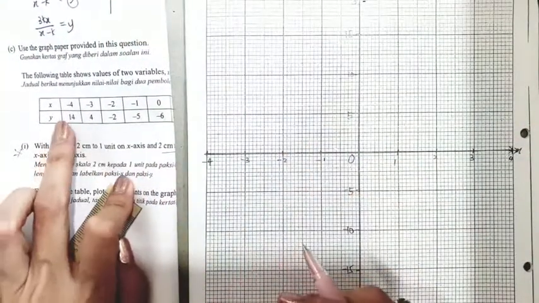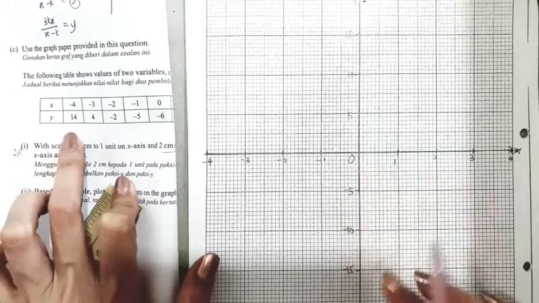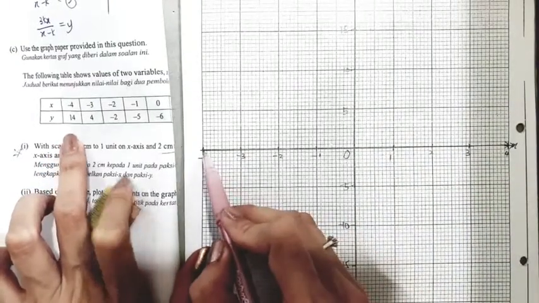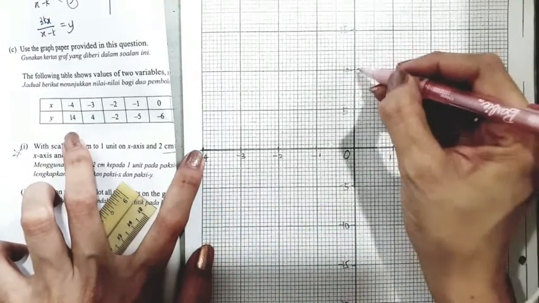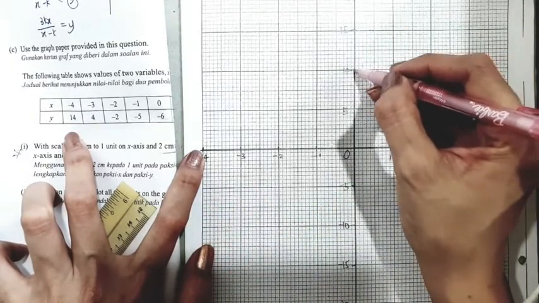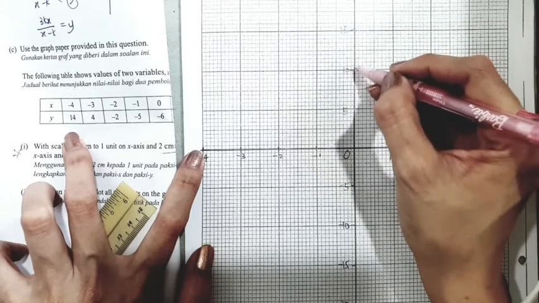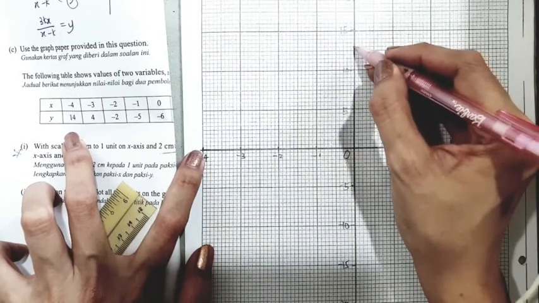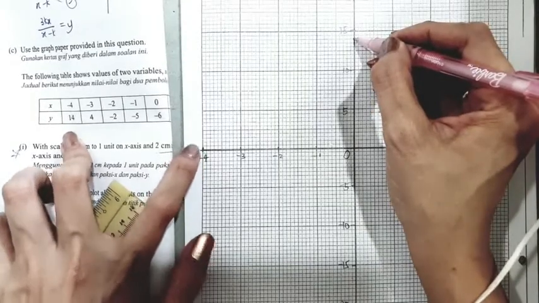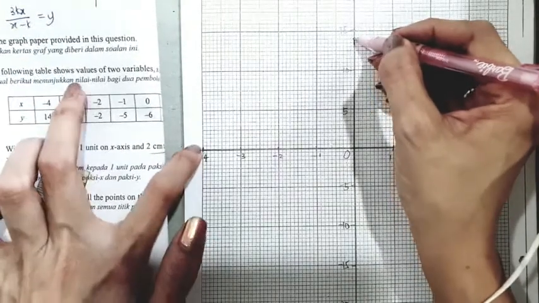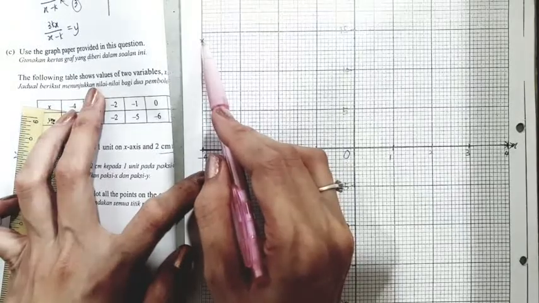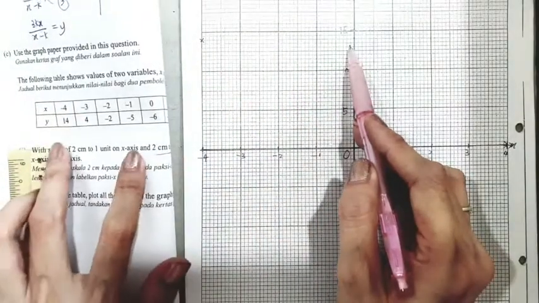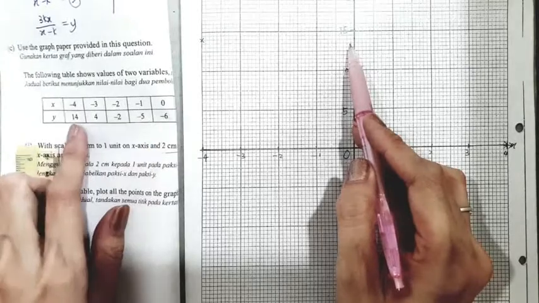Okay, so when x is -4, y is 14. So where is x -4? Here. When x is -4 and y has to be 14. 14, this is 10. So every 2 cm is 1 unit. So 10, 11, 12, 13, 14. So 14 here, x equals -4 here, y equals 14 here. So we will go and join here. At this point, x is -4, y is positive 14.